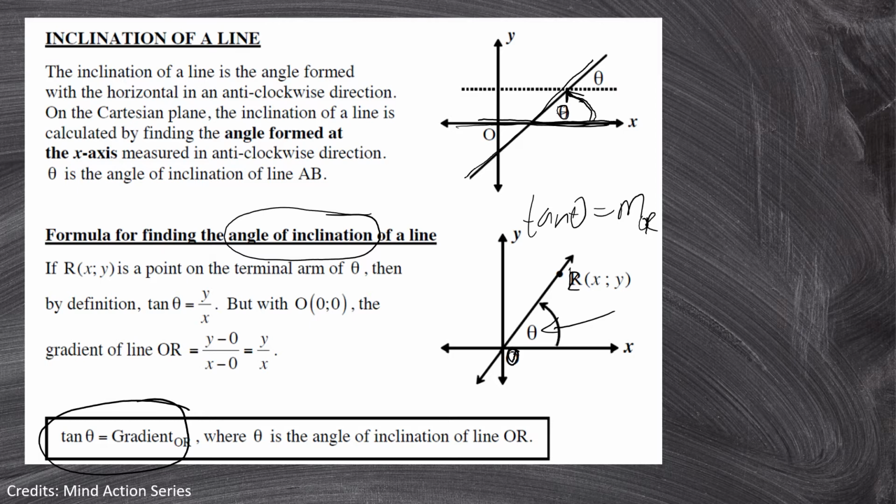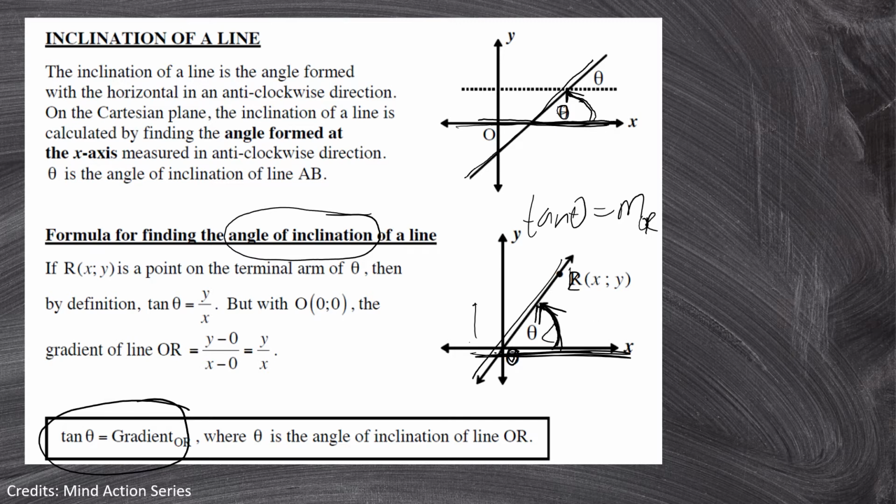A lot of students make mistakes. They can give you an angle on this side and call it beta, and they say calculate beta. So don't make the mistake of saying tan beta is equal to the gradient of that line. It's not the same. Why? Because this is an angle in a clockwise direction, so it's not actually the angle of inclination. The angle of inclination is the one in an anti-clockwise direction between the x-axis and the line.